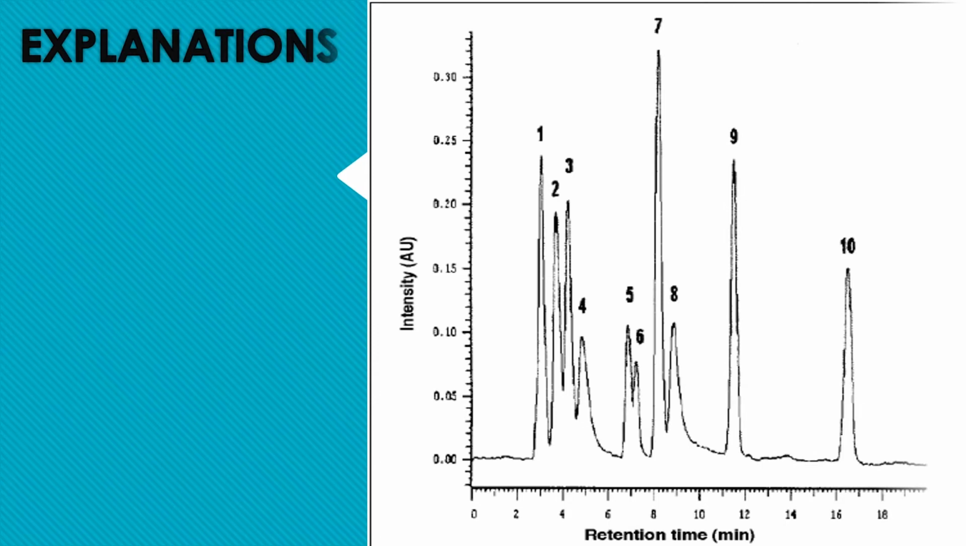From the chromatograph shown on the screen, there were about 10 compounds of biogenic amine neurotransmitters and their derivatives, which were separated using reverse phase chromatography. Reverse phase chromatography is different from normal phase chromatography, where the stationary phase is hydrophobic and the mobile phase is a more polar aqueous solution.